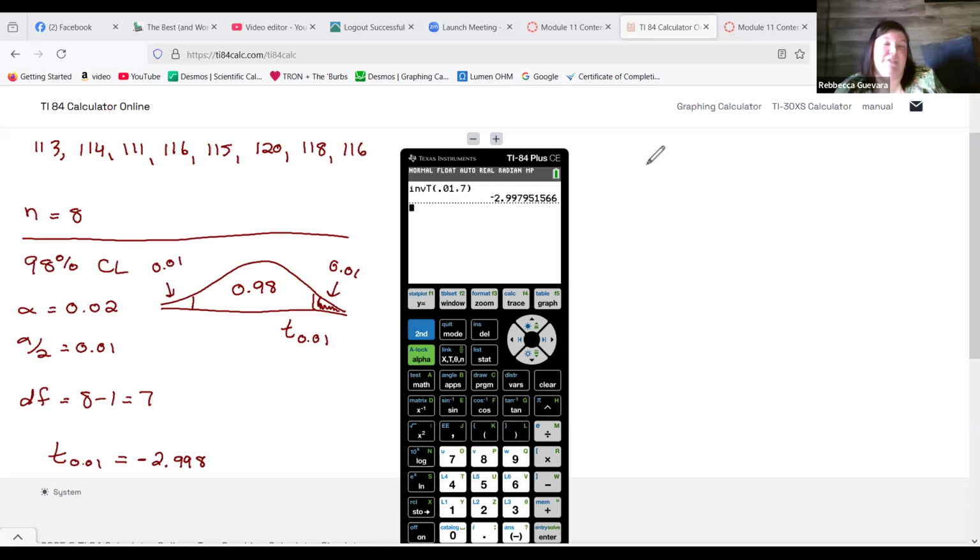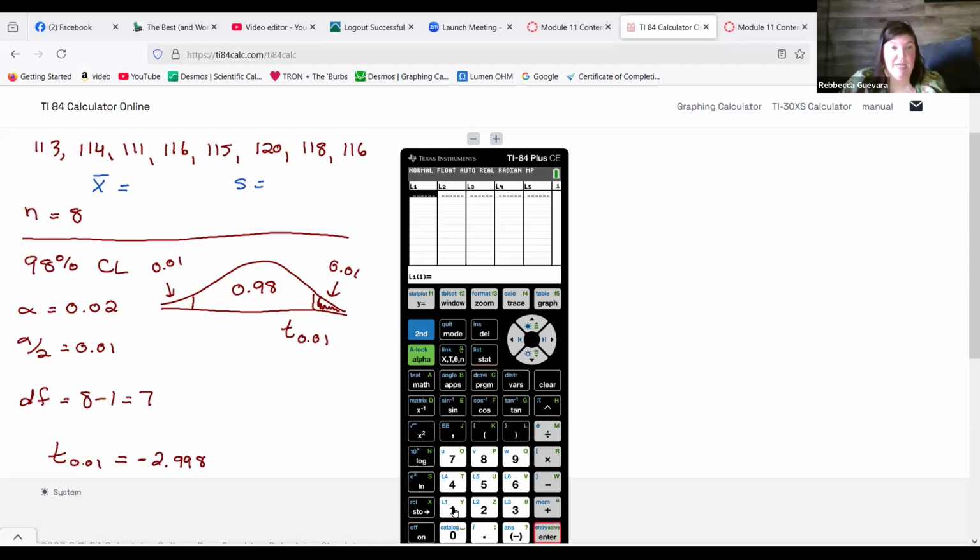So what we also need, if I want to figure out a confidence interval, is I have a sample. I need to know what is the mean of the sample and what is the standard deviation of the sample. If you remember, the way to do that is we go to list, we go to edit, and we just put our data into our list.